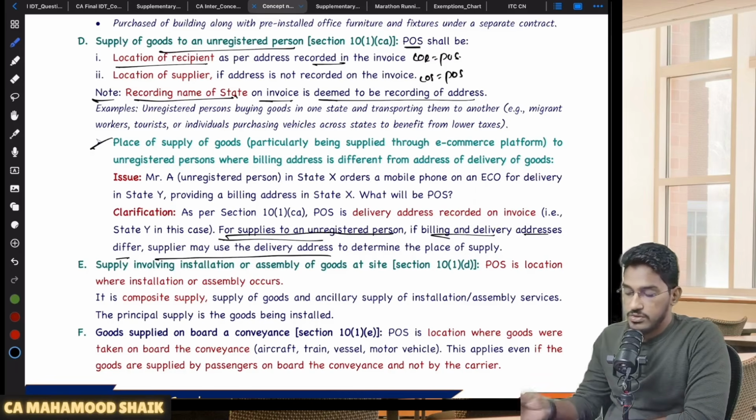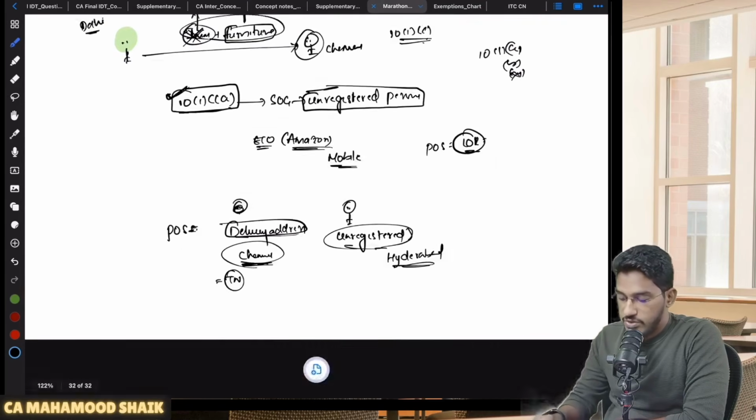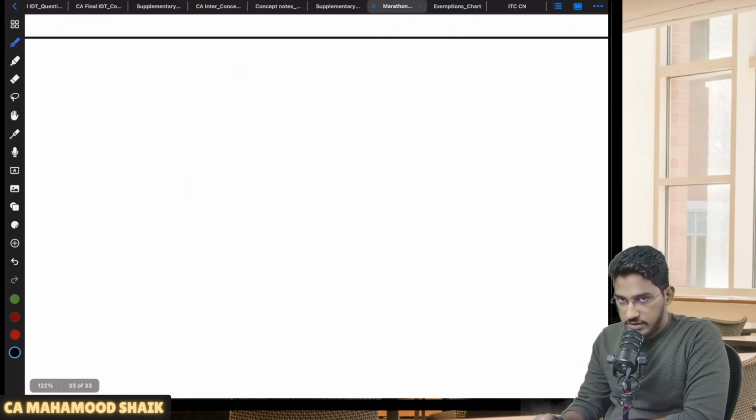Understood? So four clauses we have covered. What are they? Repeat quickly once. Section 10 subsection 1 clause A, which is talking about supply involving the movement of the goods. Section 10 subsection 1 clause B, bill to ship to transaction. Section 10 subsection 1 clause C, supply that doesn't involve any movement. Section 10 subsection 1 clause CA, unregistered recipients.